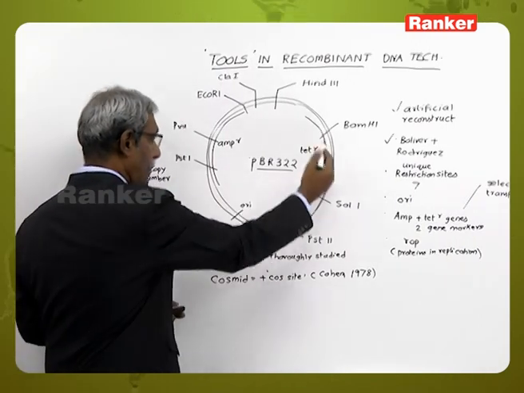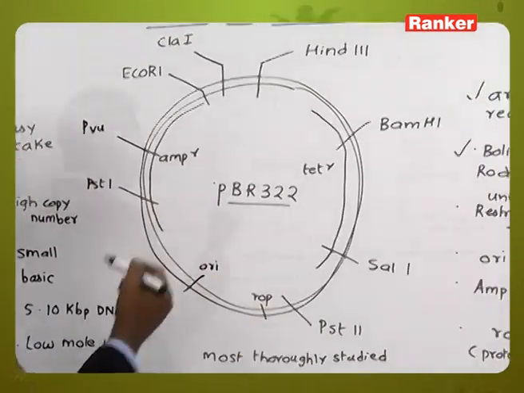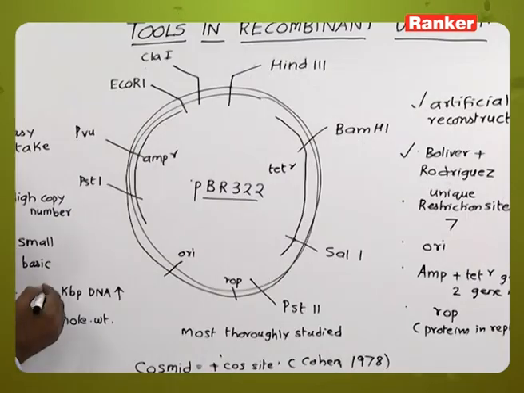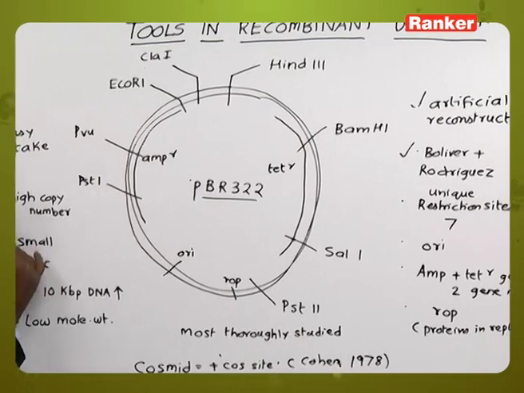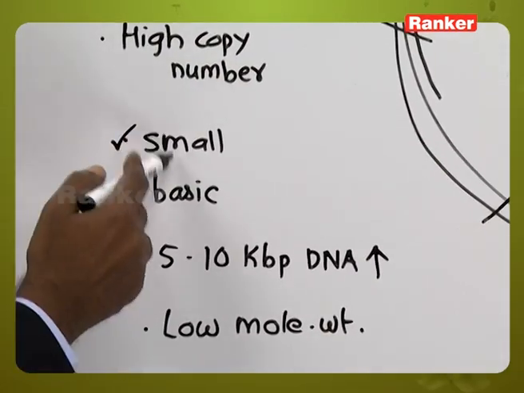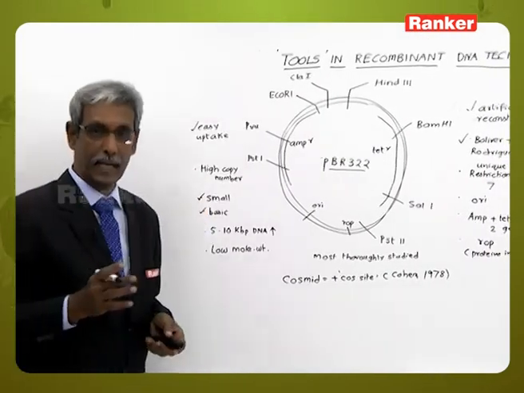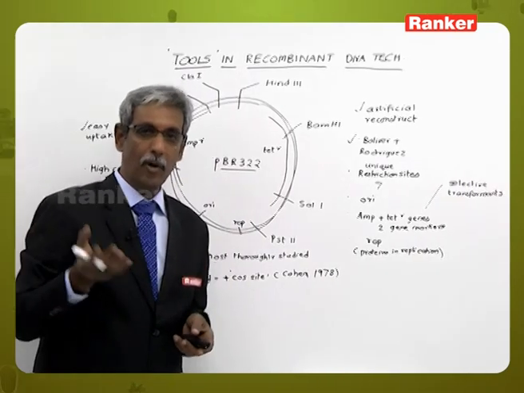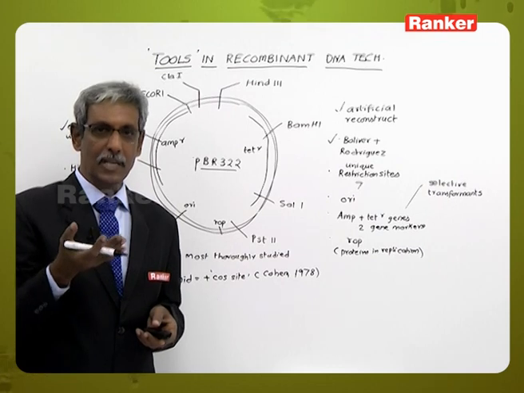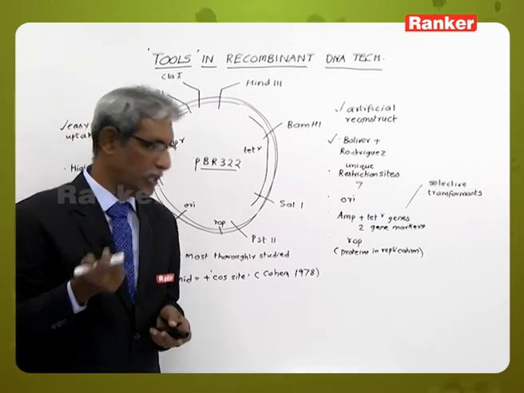And when you look at pBR322, it is a circular molecule. It is a small vector, a basic vector, and it can easily take up DNA. A foreign gene of interest can easily be loaded into it. So, it's an easy uptake plasmid. A plasmid can easily accept a foreign gene.